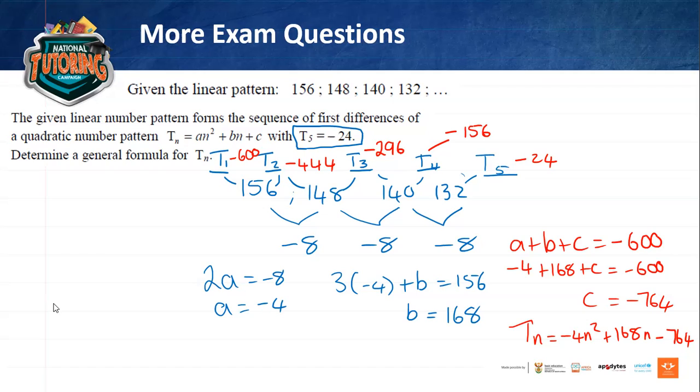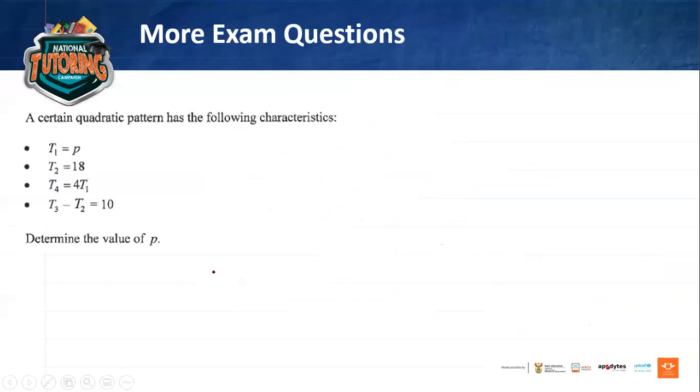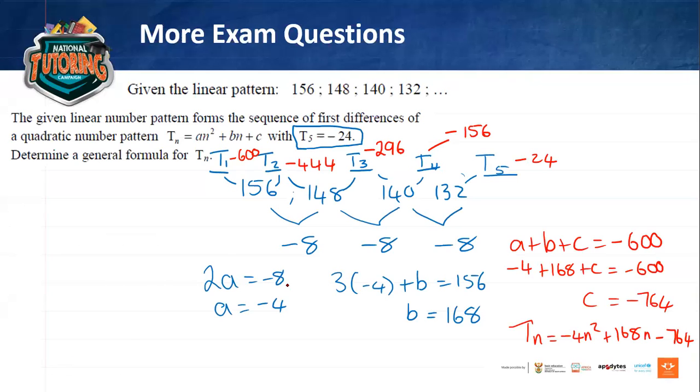If there are any questions, you can ask in the chat. Otherwise, that is the end. As long as you remember linear number patterns have a constant first difference and quadratic patterns have a constant second difference, the most important thing you can remember is this: 2a, 3a plus b, and a plus b plus c. Then you'll be fine.